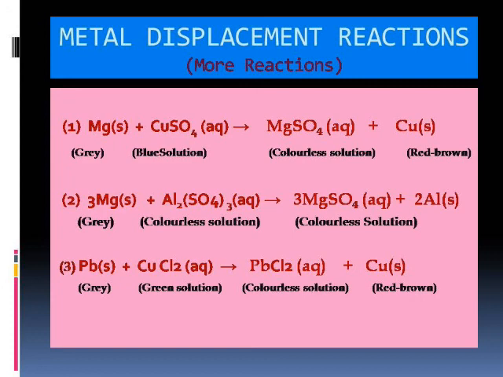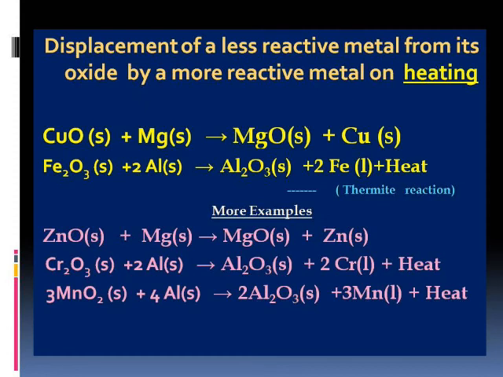If, however, we place a strip of silver metal in copper nitrate solution, then no reaction occurs. This is because silver is less reactive than copper, hence cannot displace copper from the copper nitrate solution. On the basis of these examples, we can conclude that a more reactive metal displaces the less reactive metal from its salt solution. Most of the common displacement reactions occur in aqueous solutions.